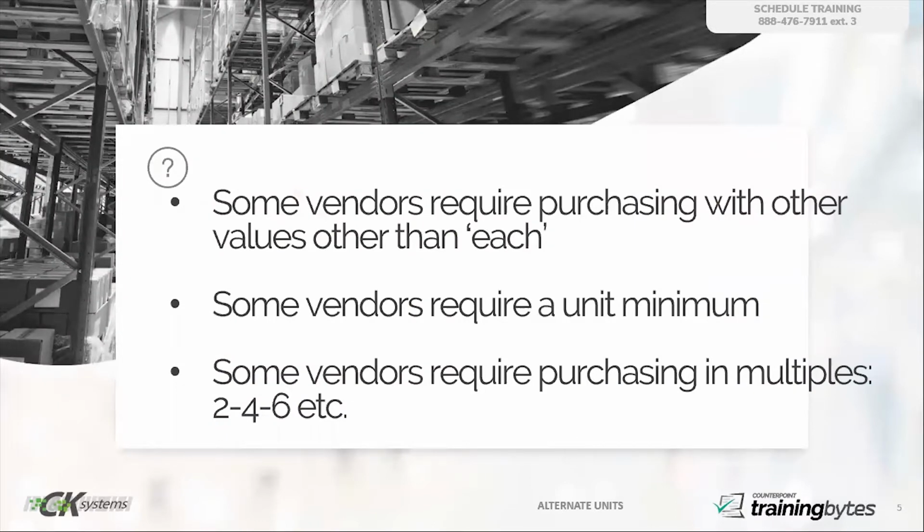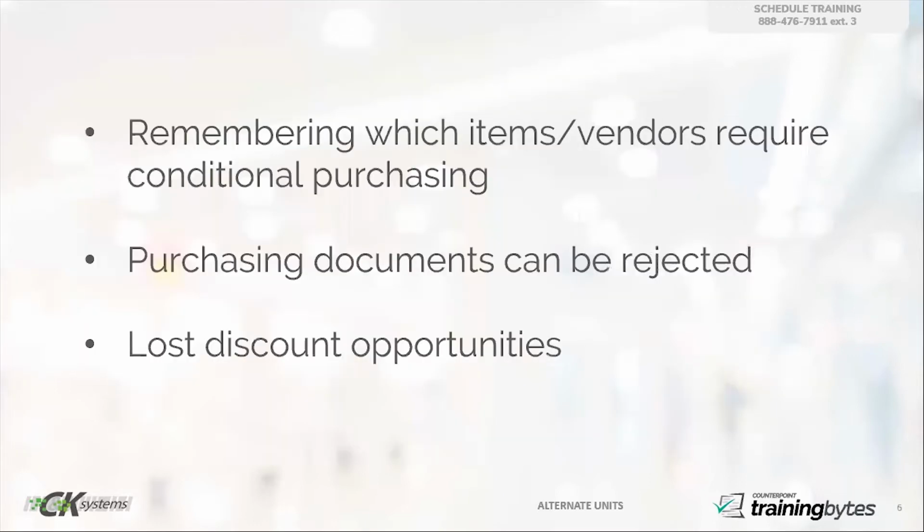Some vendors that you work with may have other values for purchasing certain items other than the each, or some of your vendors may require a unit minimum for some items that you purchase, or even purchasing in multiples for certain items, 2, 4, 6 or 3, 6, 9. So trying to remember which items in your inventory require conditional purchasing can be a little daunting. Or if you aren't meeting that conditional purchasing requirement for the vendor, you might have purchasing documents that get rejected, or there might be some lost discount opportunities.